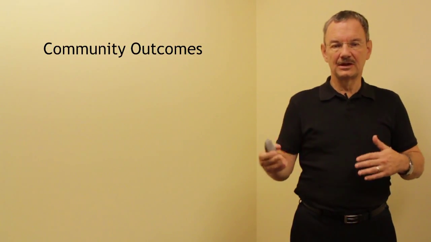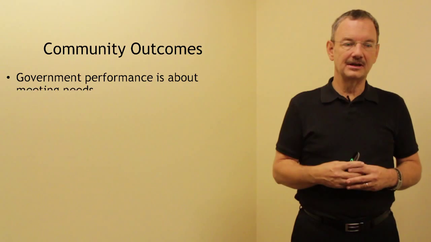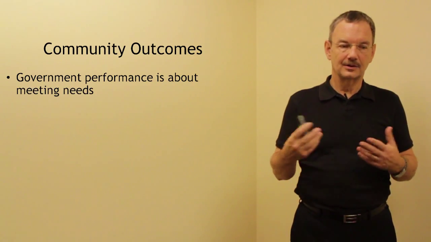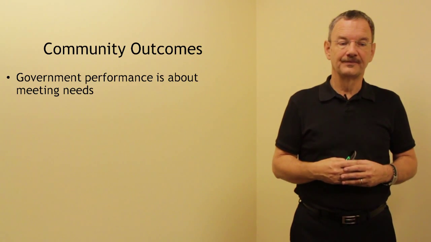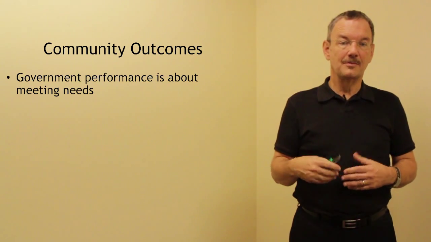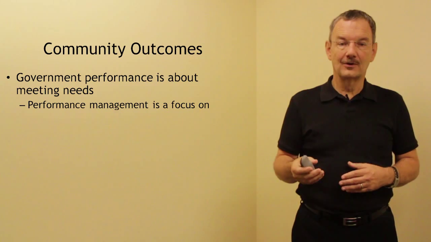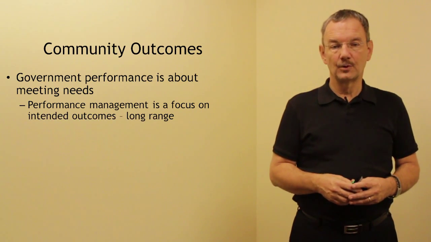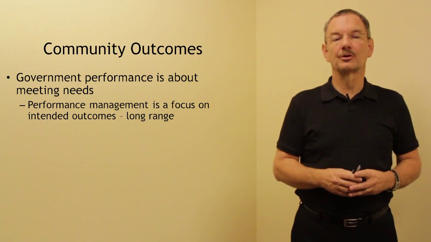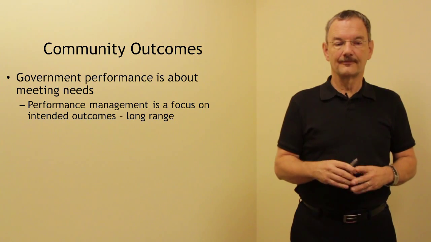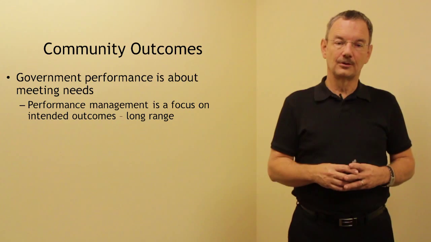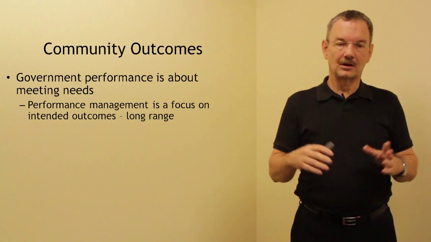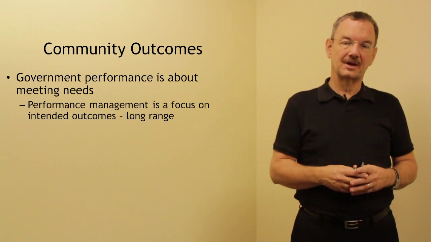So in governments, we exist to try and address community needs. That's why we're here. That's why you're engaged in what it is you do in your organization. And the way we do that is we manage performance with a focus on what those needs are. And we try and make sure we're clear about what we're trying to accomplish so that we can go back then and look and make sure that indeed we have moved in the right direction. And we do this with a long-range perspective.